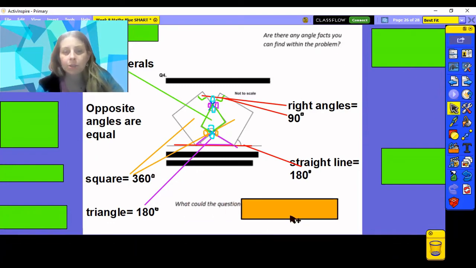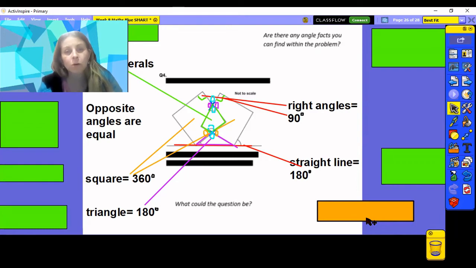So my next question for you, and it's on your sheet, is what could the questions be that we are being asked to complete? Pause the video and note down what you might be thinking we're asked to do.